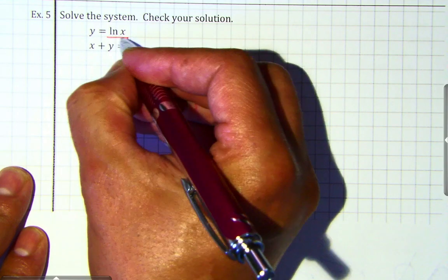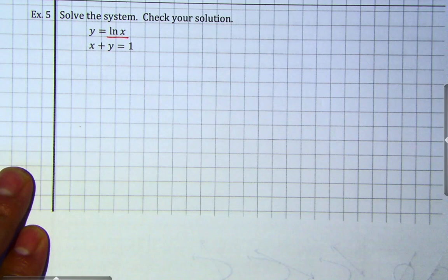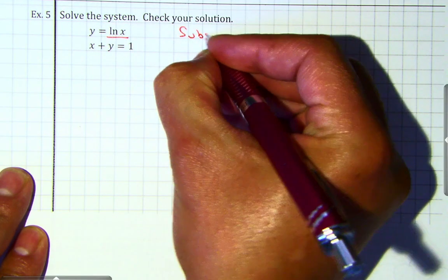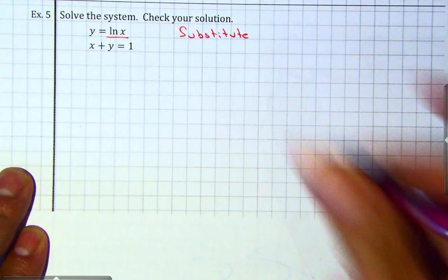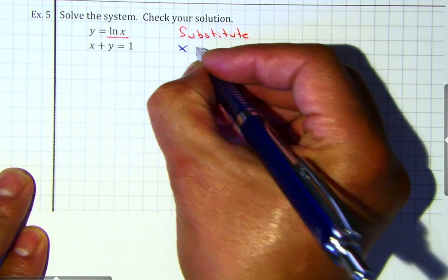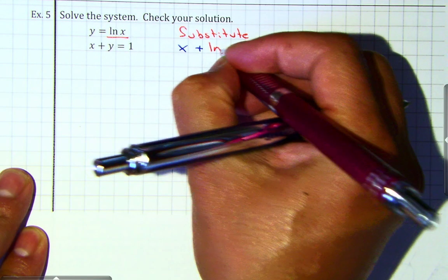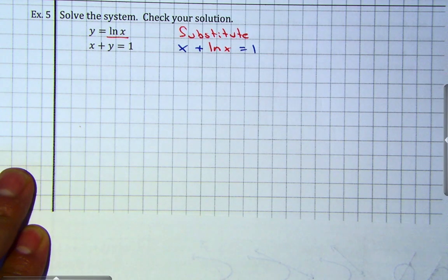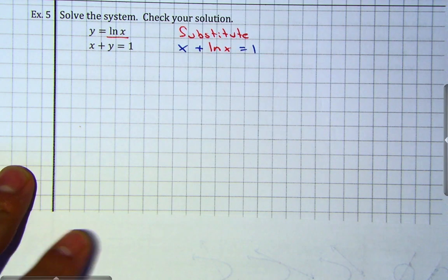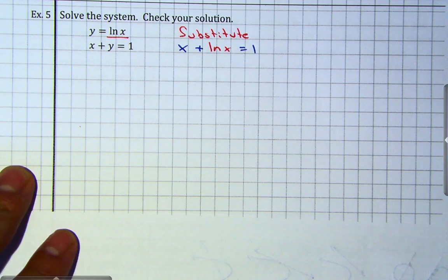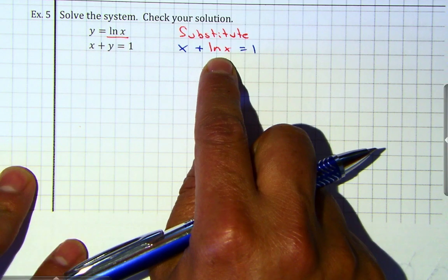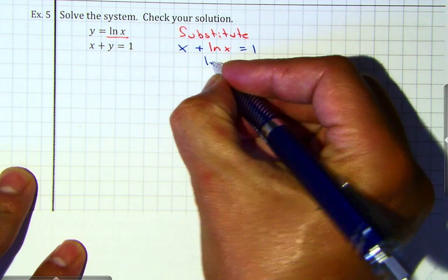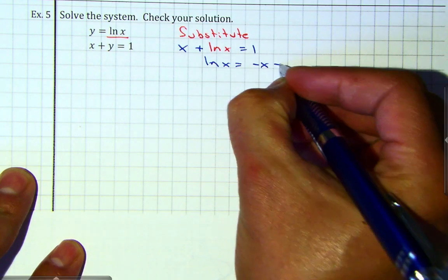It's already solved for y, so I'm going to plug it in here. So therefore I'm going to substitute, and instead of y, I'm going to replace it with ln of x. And now I need to solve it. So how do we solve this? So one way is to get rid of the ln, correct? So let's go and move the x to the right. ln of x equals negative x plus 1.